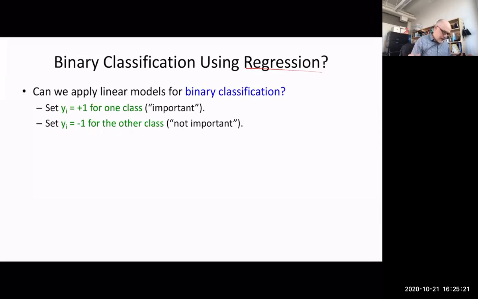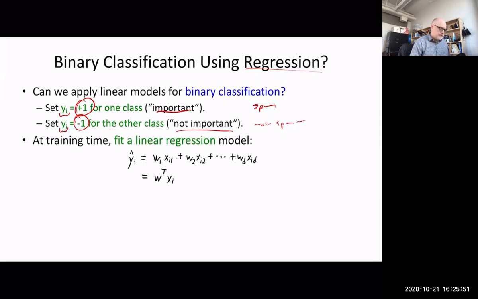Okay, first step to using regression for classification. First thing, we take our class labels, whatever they happen to be, right? Important or not important, or spam or not spam, or whatever. And we assign them numerical values. Typically, we'll use +1, -1. It works out in the math later. So the point is we're going to numerically encode the labels.